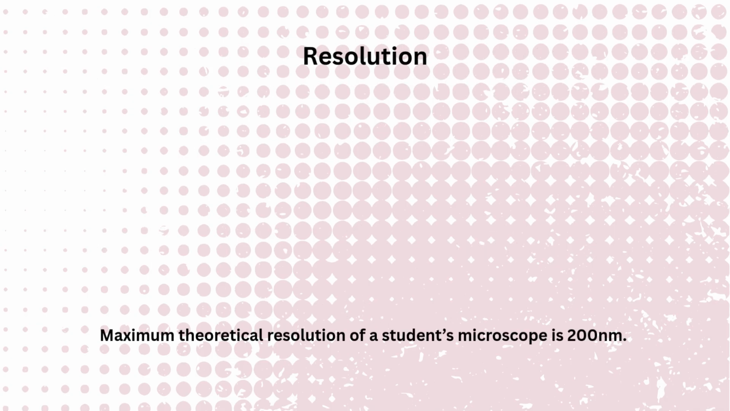As you can see in the table, in most student microscopes, the best resolution is around 200 nanometers. This means if two points are closer than 200 nanometers apart, they'll appear as one blur, even if you zoom in more. So, you won't be able to distinguish details smaller than this limit with a standard light microscope.